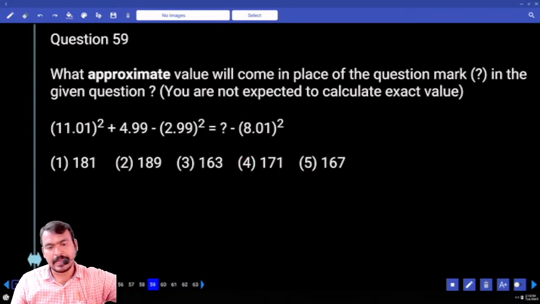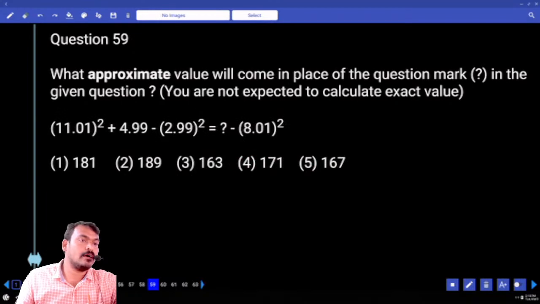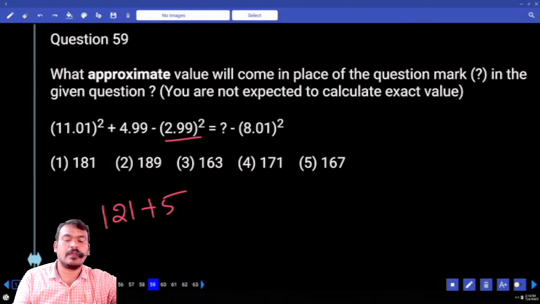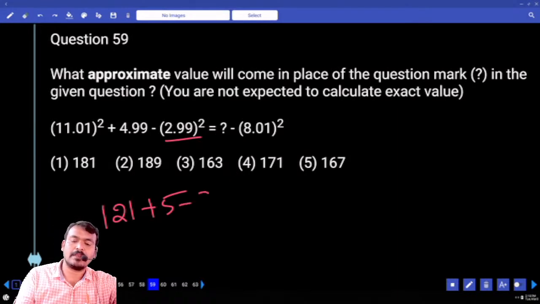Next, 59. What is the first one? 11 square. 11 square means 121. What is the second value? Plus 5. Next, what is the third one? 3 square minus 9 or plus 9? Minus 9. What is the right hand side value? 8 square. 8 square means 64.